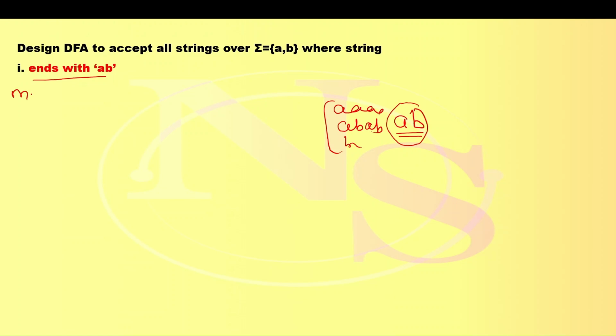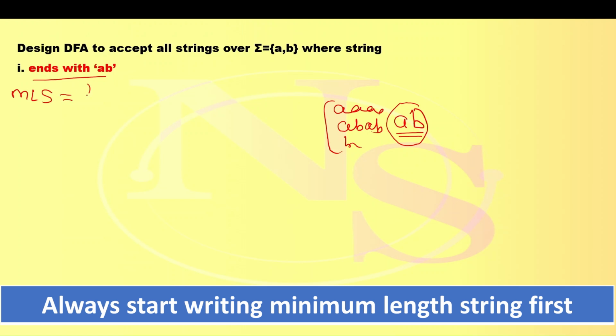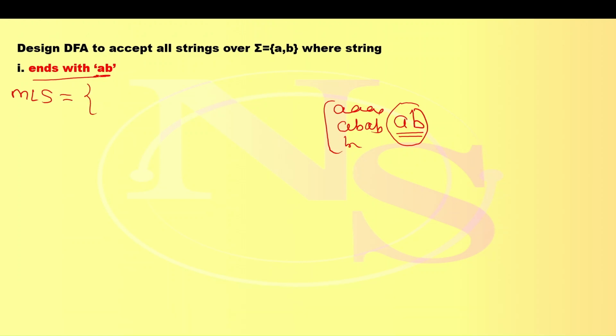Based on this, try to write down the minimum length string. What's the minimum length string in this condition? It should end with AB. So AB itself is the minimum length string. Or we can say if the last two symbols are AB, before that A can come, or B can come, or multiple A's can come, or multiple B's can come. But our last two symbols should be AB. Once we have written the minimum length string set, start designing the DFA for this.